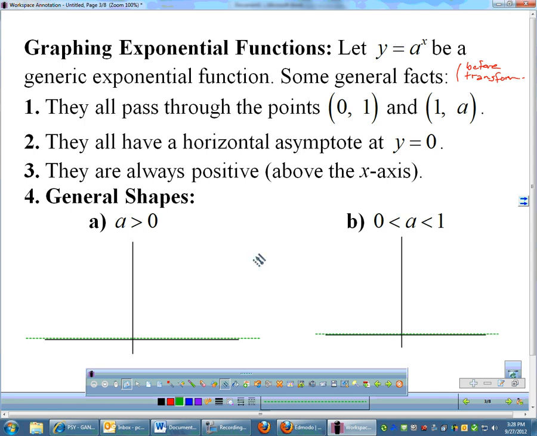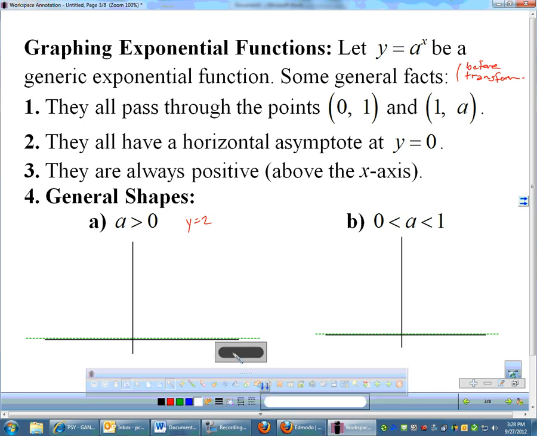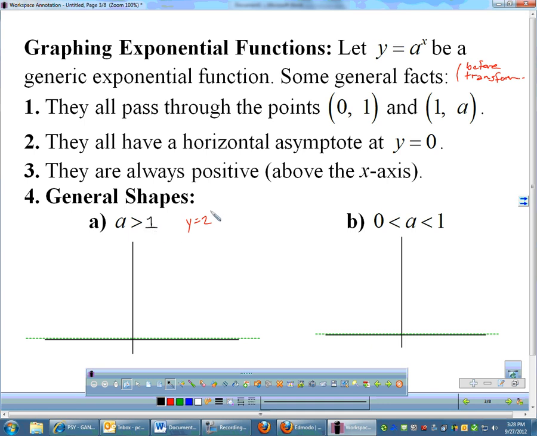There we go. They'll have a horizontal asymptote, and they're always positive as well. Your general shapes, if a is a positive number, so that would be something like y equals 2, I'm sorry, that is incorrect. This should say not a is greater than 0, but if a is greater than 1. So there's a little typo. Let's fix that. If a is greater than 1, which would be something like y equals 2 to the x, that will go through the ordered pair 0, 1.